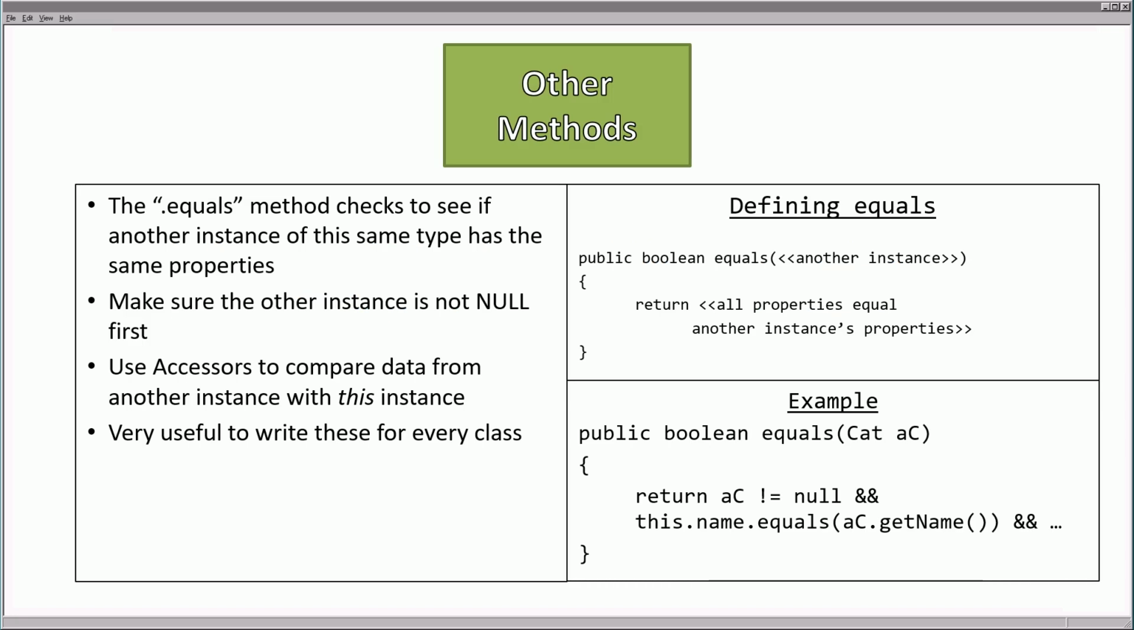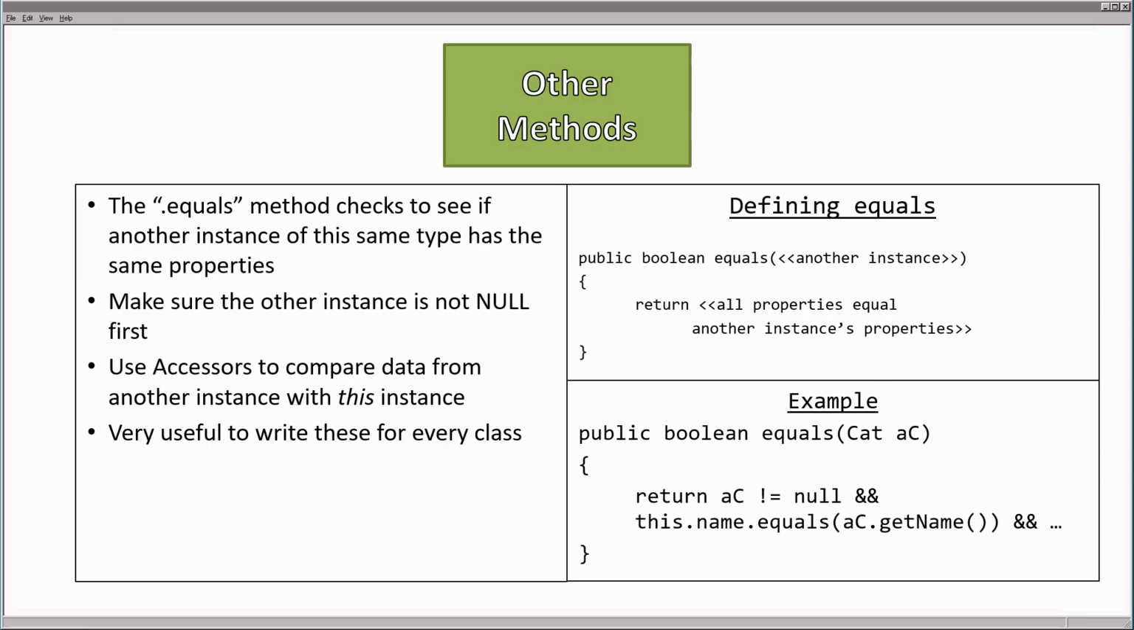So now we get to some of the other methods. There's two other methods that I really highly recommend always writing whenever we're defining a class. The first one is the equals method, and this checks to see if another instance of the same type has the exact same properties. So this kind of works like the String method equals. Now this has a general formula, public boolean, because true or false, does this instance equal another instance? And also we do need a parameter that's another instance of whatever this class is. Then we just return all the properties are equal to another instance's properties.